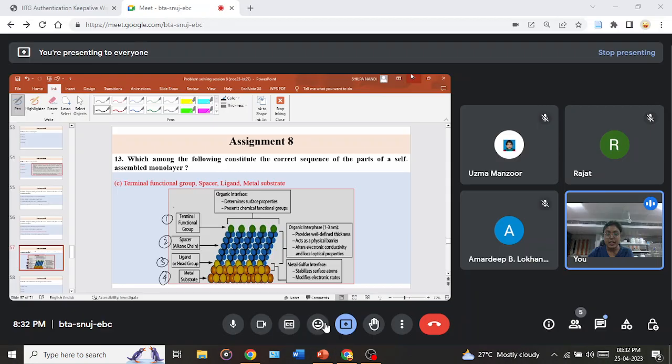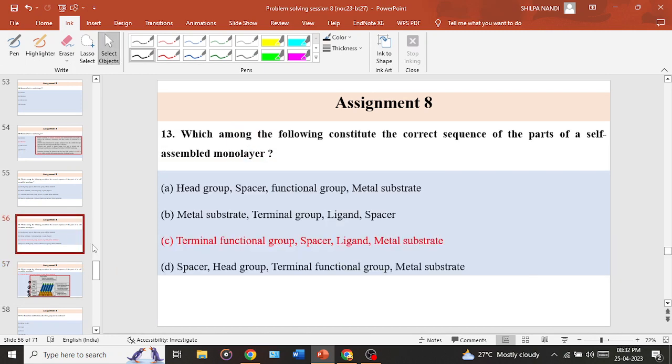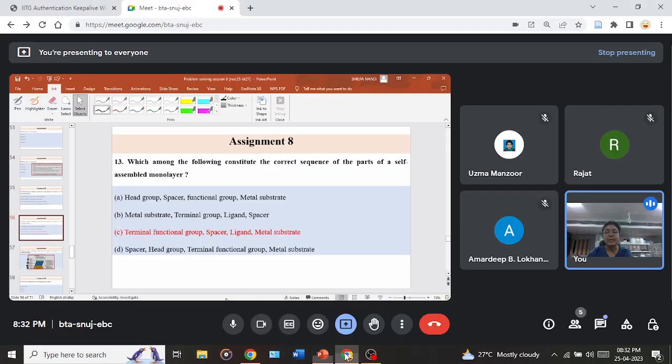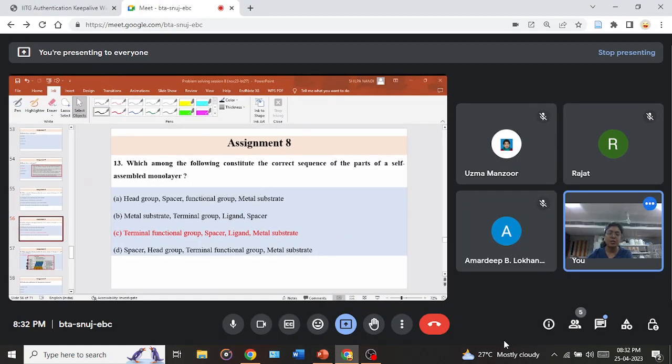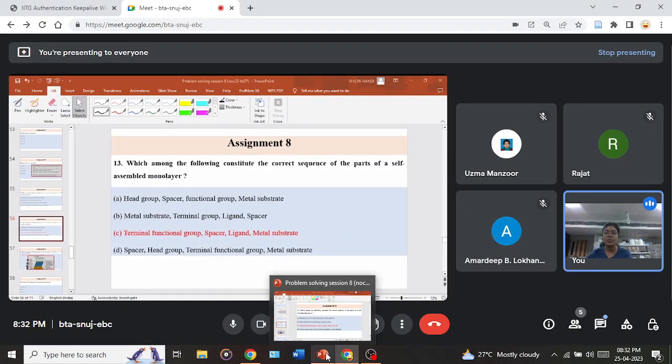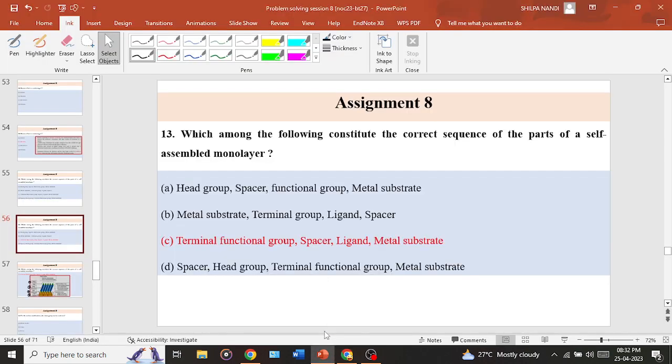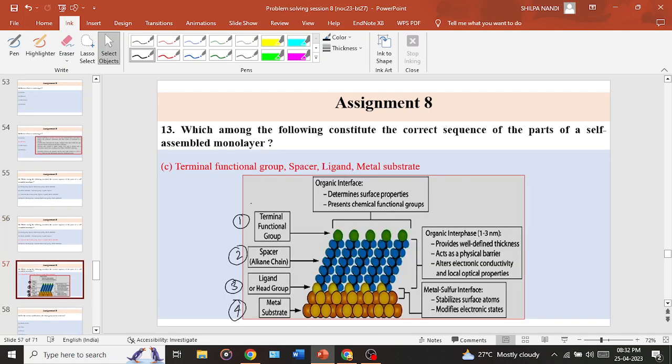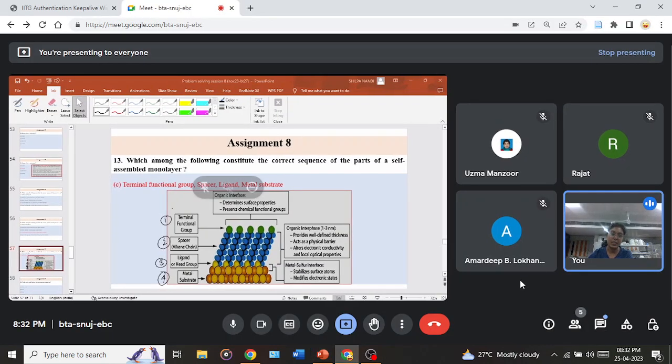So as you said, option D. Option D had spacer, head group, terminal functional group, and then metal surface. So this is not the correct answer. The correct one would be option C: terminal functional group, then the spacer, then the ligand, and the metal surface at the bottom, right?